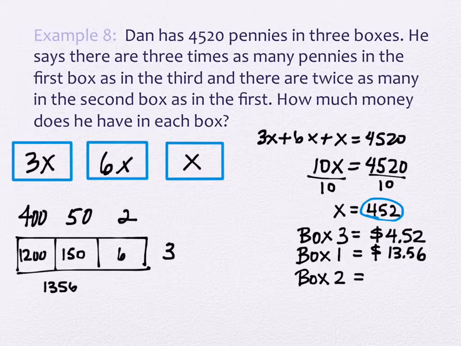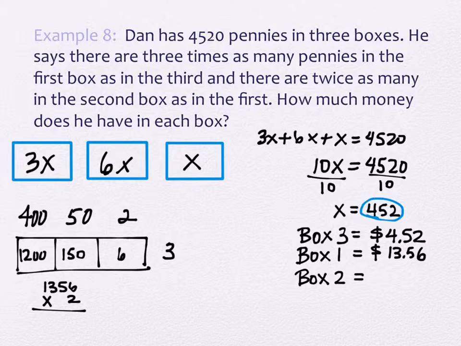And for box 2, what are we going to have to do? So we could take, like Amy said, we could just take the 1356 times 2, right? Or what could we do? Yeah, you could take the original 452 times 6. Either way, right? But the second box is double the first. So I kind of like the idea of taking the 1356 and multiplying by 2. So let's do this with a standard algorithm this time. So let's take the 1356 times 2.